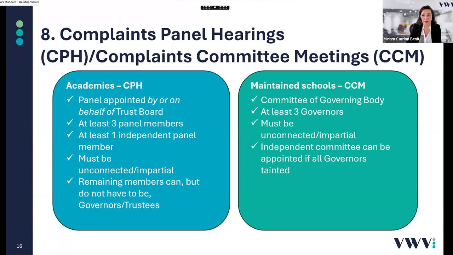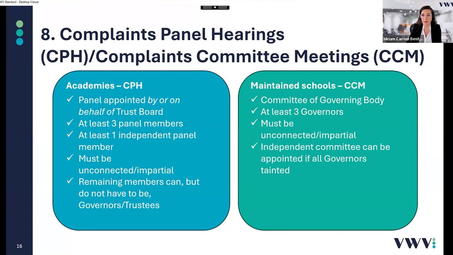And a reminder that complaints must be kept confidential and information shared only on a need-to-know basis. So details of the complaints will not be shared with the whole governing body at any stage while they are being considered. And even after they have been considered, you can share the fact that a complaint has been made, but not the full facts behind the complaint.